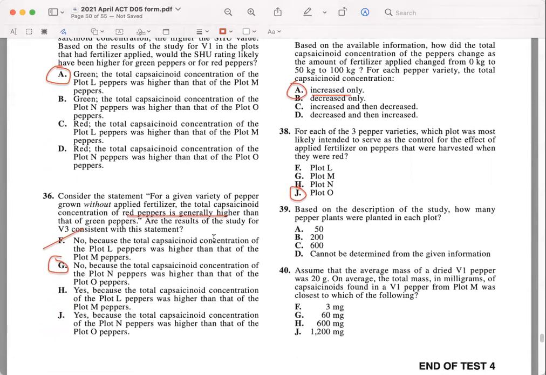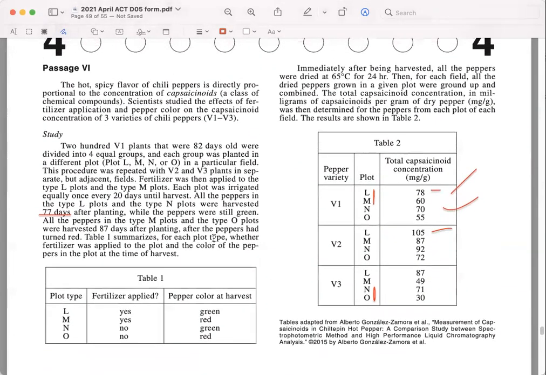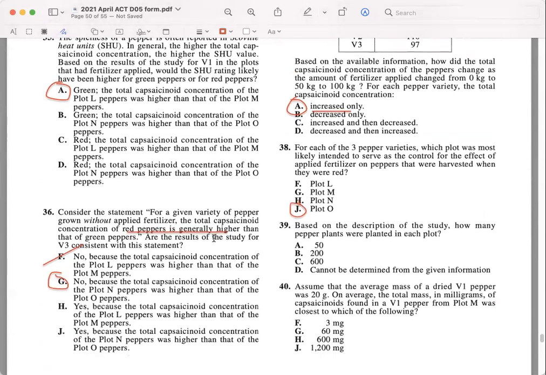Based on the description of the study, how many pepper plants were planted in each plot? Okay. So 80 to 200 plants were divided into 4 equal groups. So 50 plants per plot, right? So it's 50. Yeah.